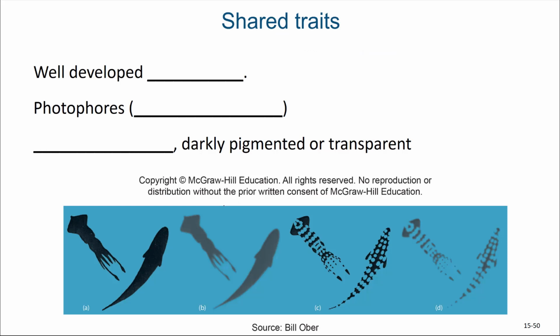Shared traits between both migrators and non-migrators include well-developed eyesight. Keep in mind that the Mesopelagic is not entirely dark. There just isn't enough light for photosynthesis. Most members of the Mesopelagic have photophores, which are used for counter-illumination.